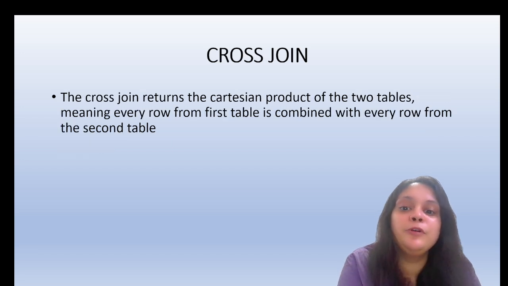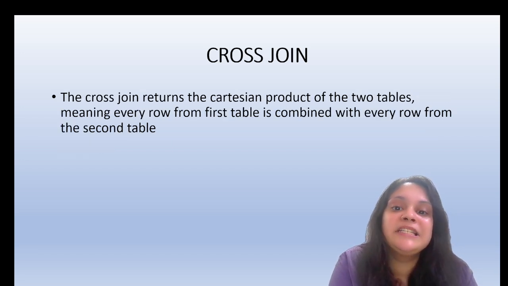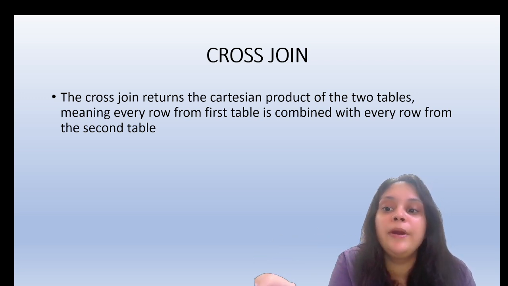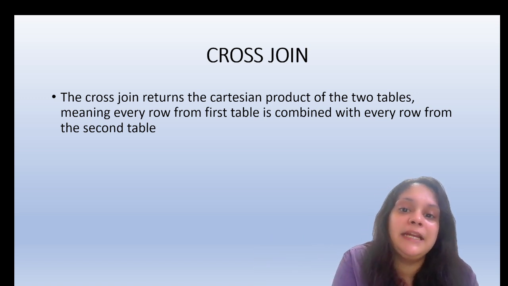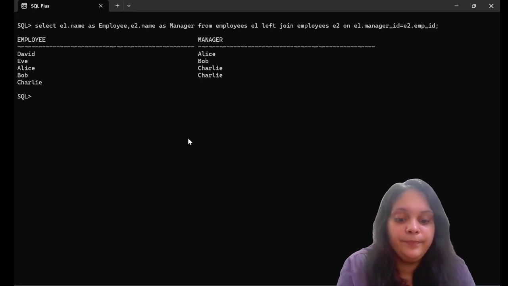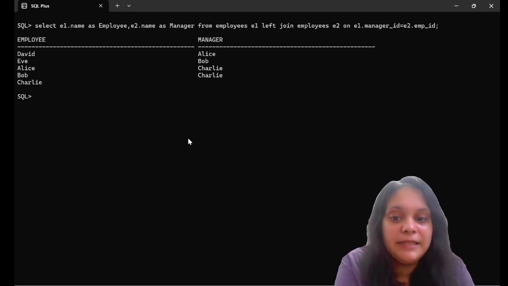Now the next type of join is a cross join, which is the simplest type of join. What it is doing is giving us the Cartesian product. That means every row of the first table will be joined with every row of the second table. So that Cartesian product will be created here. I'll give you one example.